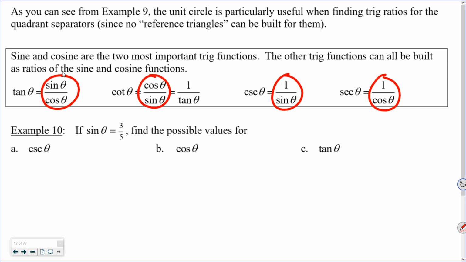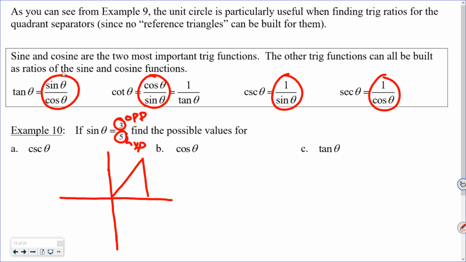Example 10 says, if sine equals 3/5, find the possible values for the other trig functions. This is a little bit tricky, but what we're going to do, again, is draw a picture. If the sine is 3/5, remember sine is equal to the opposite over the hypotenuse. As a quick thought, remember you can get positive and negative values here. The hypotenuse is always positive though, so if the sine comes out positive, that means the 3 has to be positive also. So if I draw my triangle, the y, or the opposite side, has to be 3, the hypotenuse has to be 5. We can figure out that side using the Pythagorean theorem.